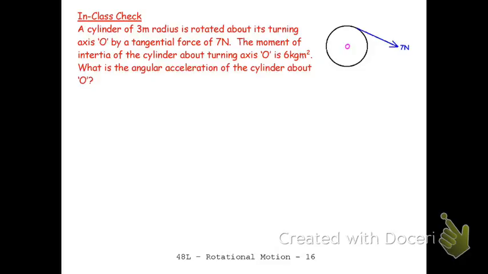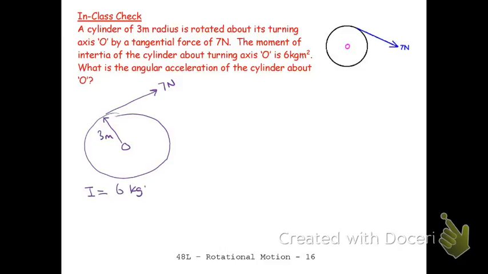Let's do just a quick example with this. A cylinder of radius 3 meters is rotated about its turning axis 0 by a tangential force of 7 newtons. The moment of inertia, I, of the cylinder about the turning axis is 6 kilograms meter squared. Wacky units, and I'll get to that in a little while. What is the angular acceleration about this turning axis?